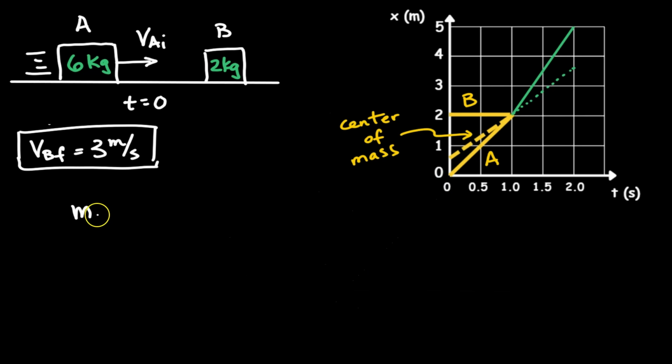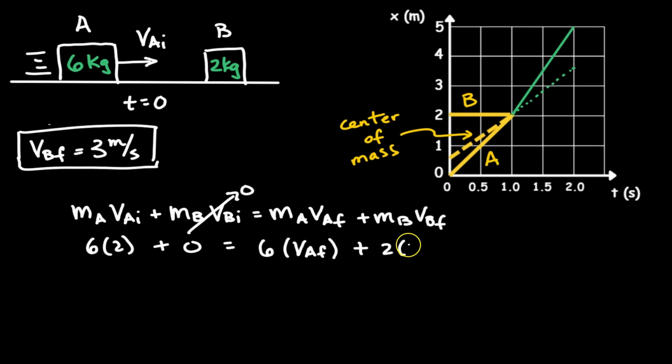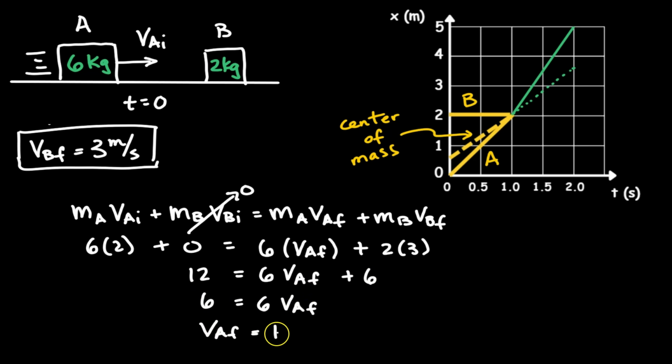To find the speed of block A after the collision, we're going to have to use the conservation of momentum, which states that MAVA initial plus MBVB initial is equal to MAVA final plus MBVB final. Since block B is initially at rest, this term is equal to 0. Now we substitute in our known numbers: 6 times 2 is equal to 6 times VA final plus 2 times 3. This gives us 12 is equal to 6 VAF plus 6. Subtracting 6 on both sides, we get 6 is equal to 6 times VAF. So VAF is equal to 1 meter per second. So block A after the collision is traveling at 1 meter per second.